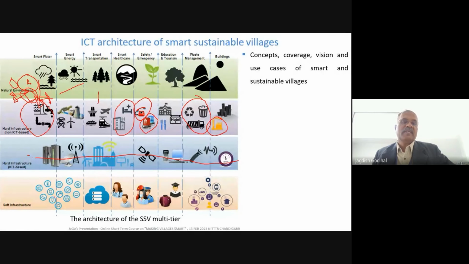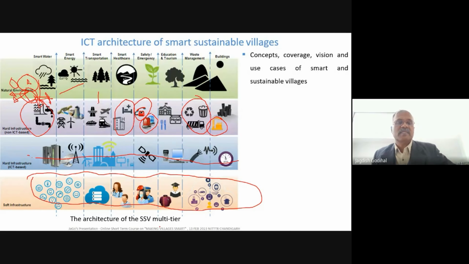For that I need the soft infrastructure: the programming and all those things, controlling the manpower, skilled manpower, then components for that, servers. All these things come under what is known as the soft infrastructure. So these are the four layers we can have.